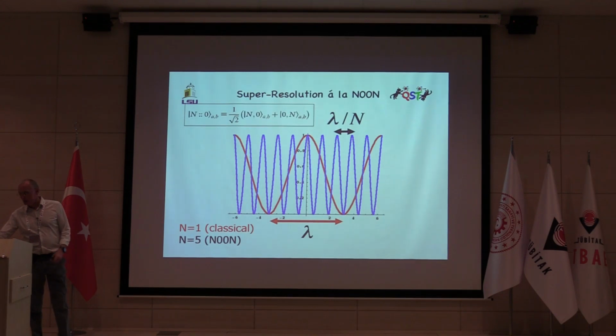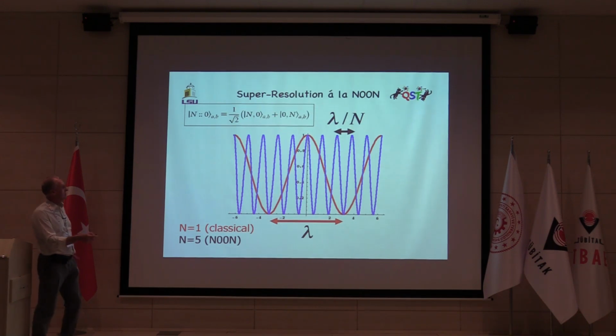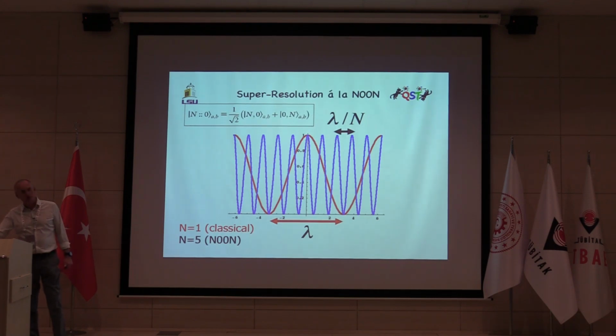Okay, so this is a slide from one of John Dowling's presentations. He was a very, very old friend of mine. He was at Louisiana State University. That was the symbol of his research lab, and that's what we show, basically, that with the N00N state, instead of the period of lambda, you will have lambda divided by N. He was a theoretician.